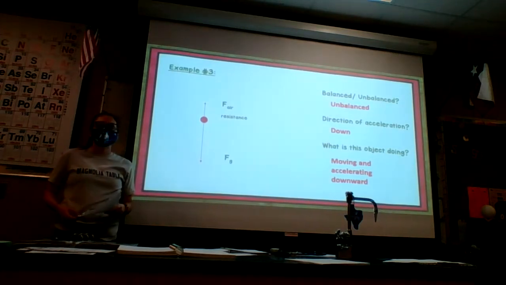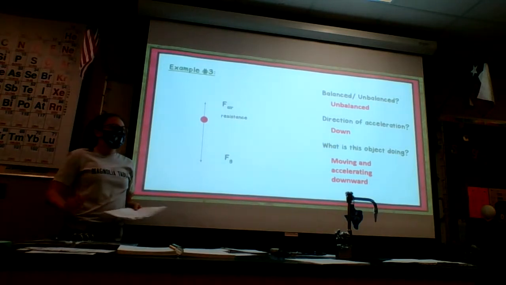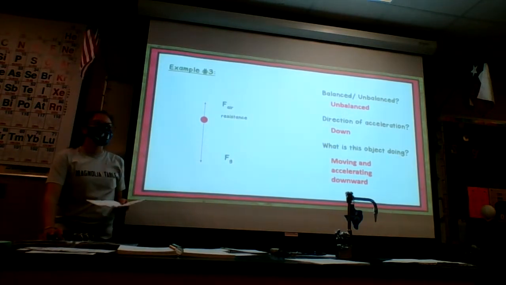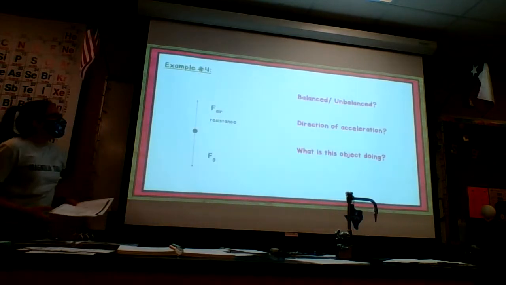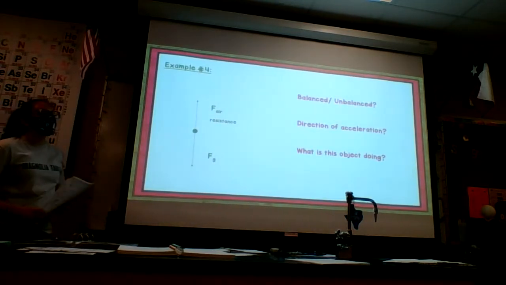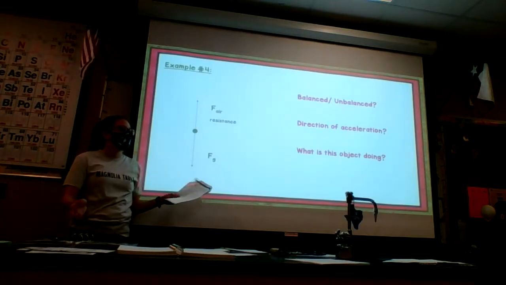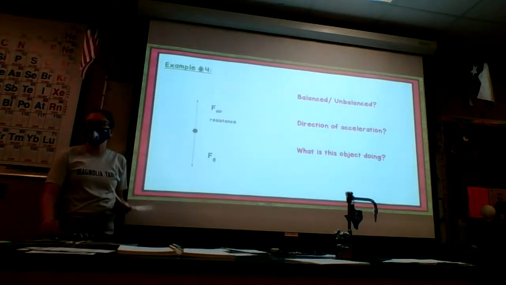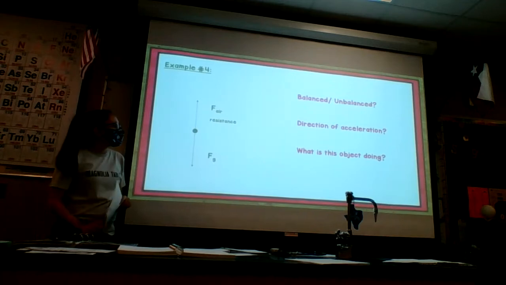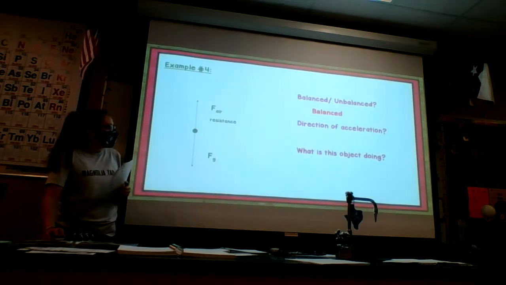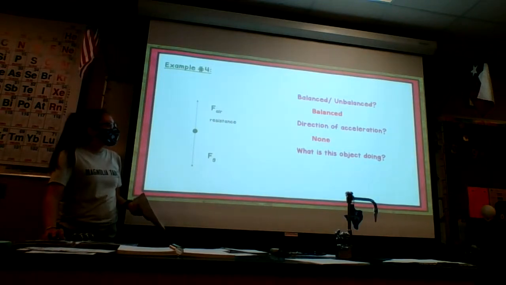Okay, so free body diagrams, are we okay with those? They're not too bad, right? You just got to read what's going on with the arrows. All right, next example. Would you say that this is balanced or unbalanced? Balanced because it's even. The arrows are the same size. Okay, so that is a balanced free body diagram. Direction of acceleration, we're going to say none.